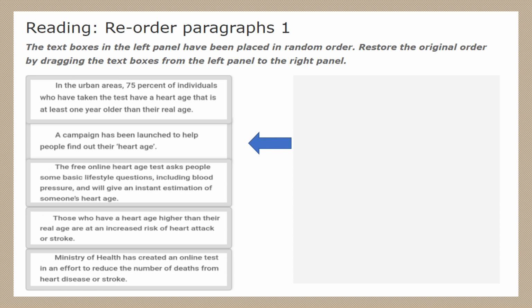So let's take a look at practice 1. Now here we have 5 short paragraphs. So our aim is to first find the introductory sentence. Here the introductory sentence is: a campaign has been launched to help people find out their heart age. Why? Because this is all being talked about as a campaign.